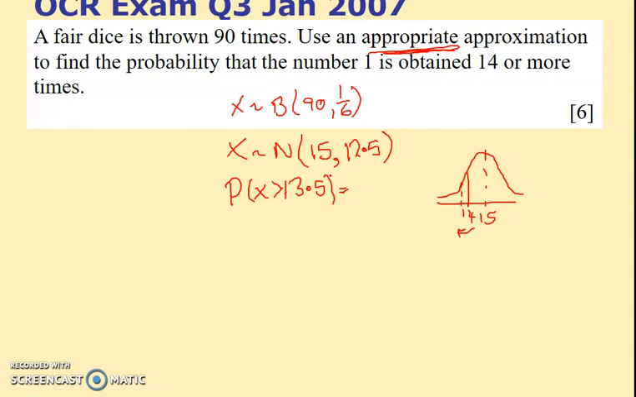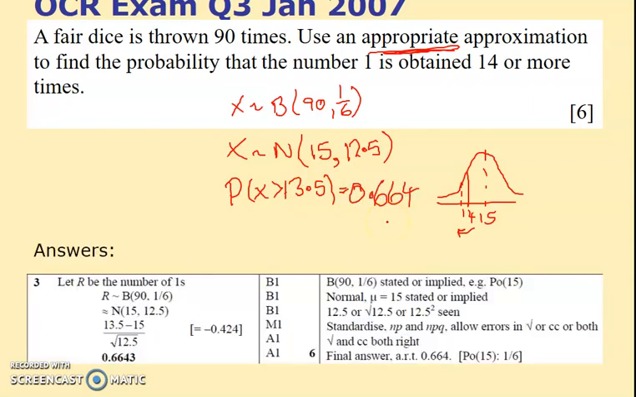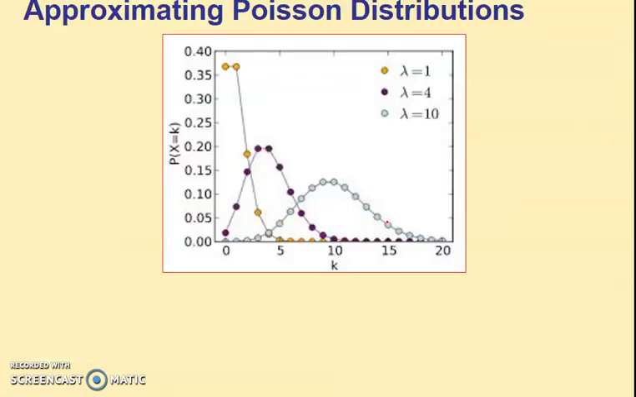Sigma, what was sigma? It was the square root of 12.5 and the mean was 15. I get 0.66 in a bit. What is it? 0.664. Let's see what the answers say. 0.664, there you go.